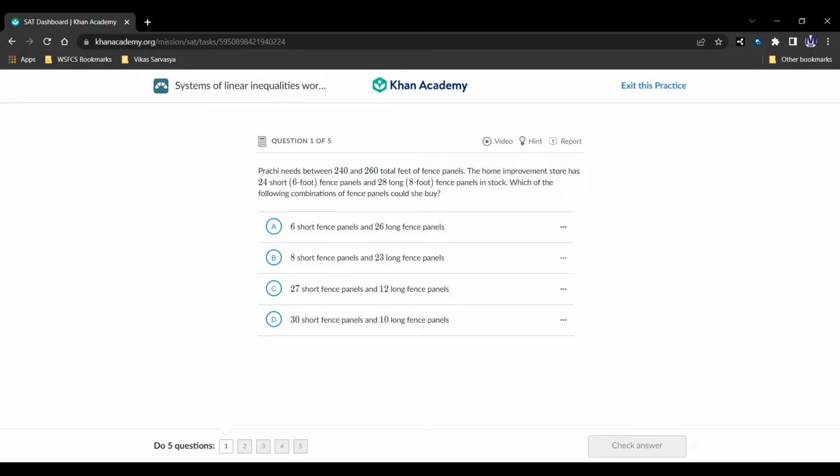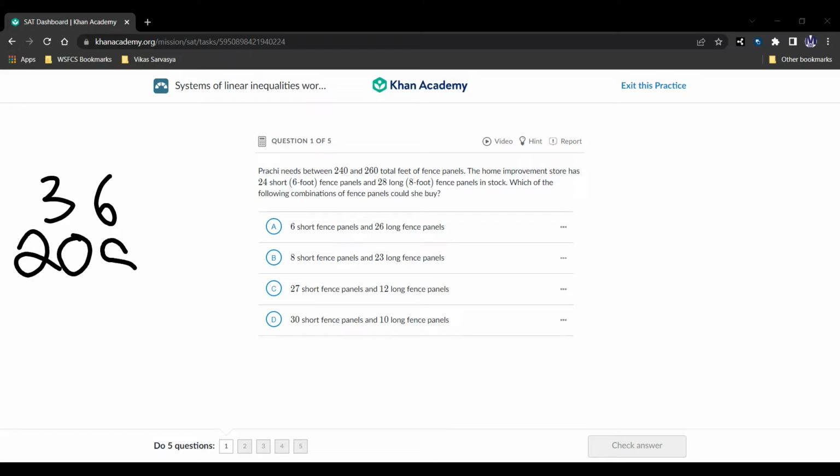Well, let's think about what we can do here. So, she needs between 240 and 260 total feet of fence panels, and there are 24 6-foot fence panels and 28 8-foot fence panels. So if she got, say, let's look at the first answer choice right here, and let's see what we can do with that. If she got 6 short fence panels, that would be 36 feet, which of course you can use your calculator. This is calculator active, as you can see by the icon up here. And 26 long fence panels, which is going to be 208 feet.